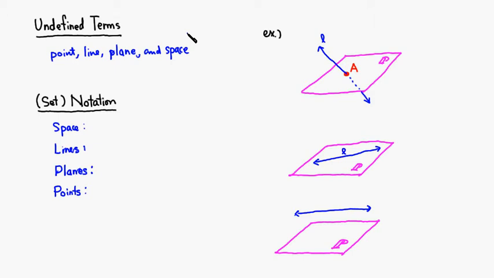And also, we like to talk about the notation we use for this class. Basically, we're going to use a set notation. So we can think of space as the universal set, which contains all possible points. So we're going to use a bold S for that. So S stands for space, and this is just the universal set.